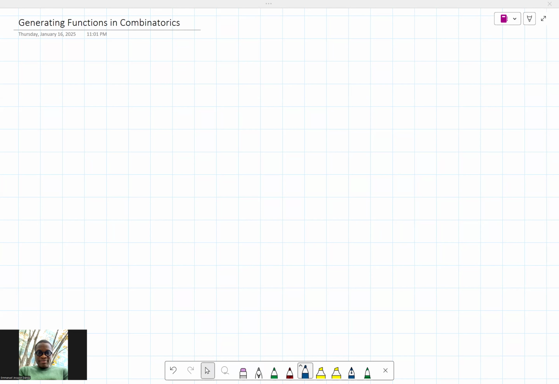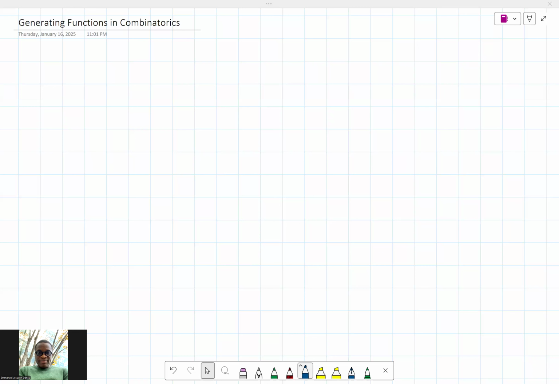In this video, I'll be talking about generating functions in combinatorics. So far, we've talked about introduction to generating functions. We've looked at ordinary generating functions. In the last video, we looked at exponential generating functions. So here, I want to see how generating functions apply to combinatorics. We've seen that combinatorics is one of the superpowers of generating functions, right? So let's see how this would go.